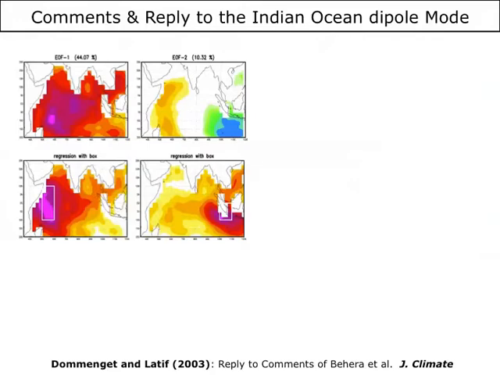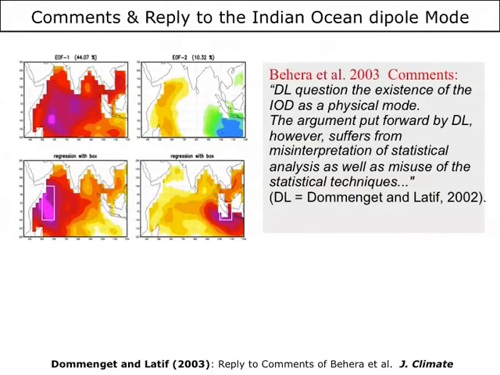Obviously the community doesn't like this. So when I published this, in the first week I got a comment. And the comment basically says that I'm stupid. So DL stands for Dommenget and Latif. Latif was my supervisor for my PhD. The comment questions the existence of the Indian Ocean dipole.